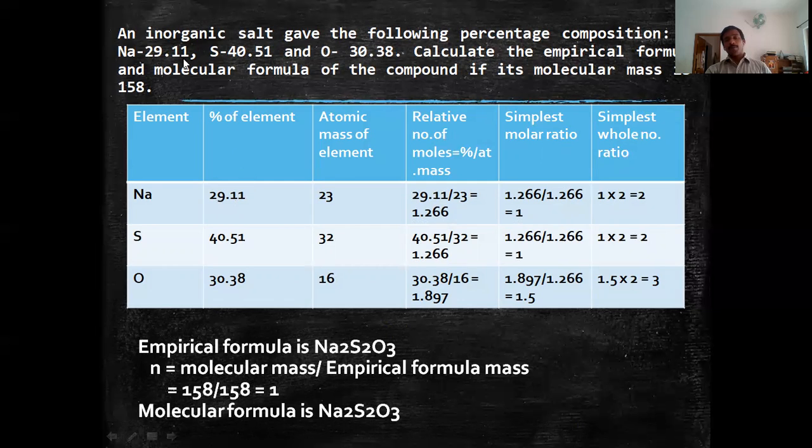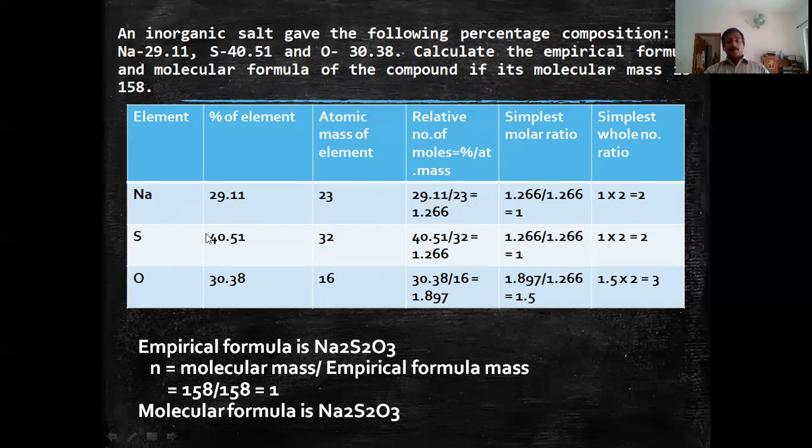First one, sodium 29.11. When you arrange the elements here, that should be in the increasing order of electronegativity. The most electropositive will be the first one. So sodium here, then sulfur, then oxygen. So sodium percentage is 29.11. Atomic mass 23. Relative number of moles 29.11 divided by 23 equal to 1.266.